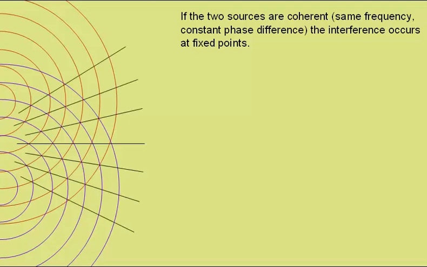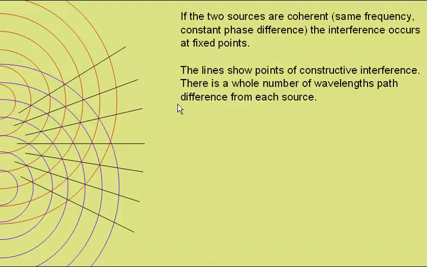We can show other lines where this will occur. So for instance, along this line we have peak meeting peak, peak meeting peak, and so on. Likewise along this line. So we can say that the lines show points of constructive interference. There is a whole number of wavelengths path difference from each source.